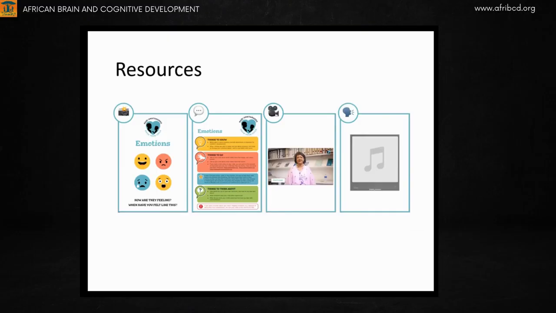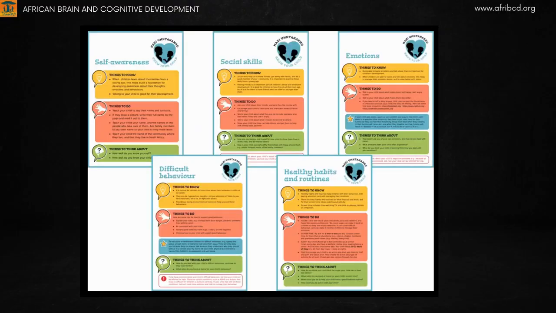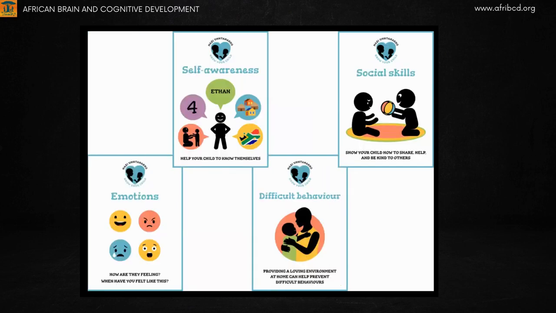They said they want text, they want infographics, they want videos, they want voice notes. So we made all four. And we chose to focus on 5 themes. So instead of adding to the stigma by giving a child a label and saying, here's a flyer about ADHD, we thought, let's cover general topics that could be beneficial for everyone. So those are self-awareness, social skills, emotions, difficult behavior, and healthy habits and routines.